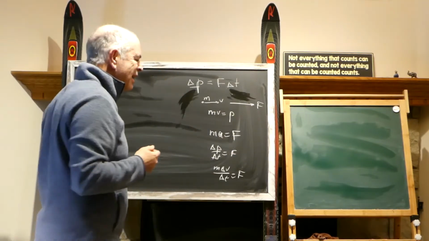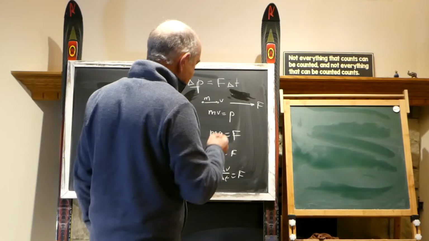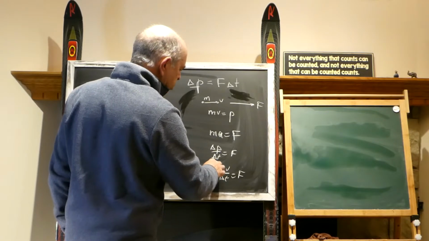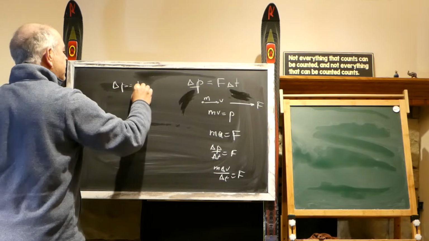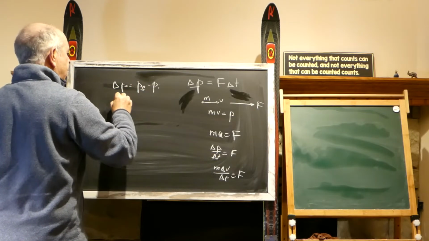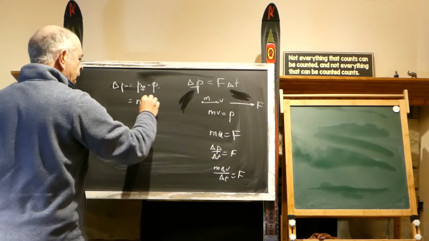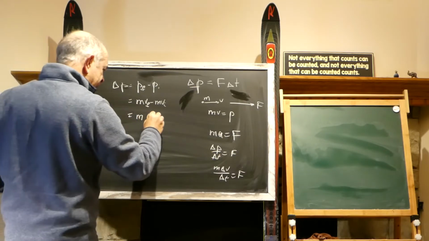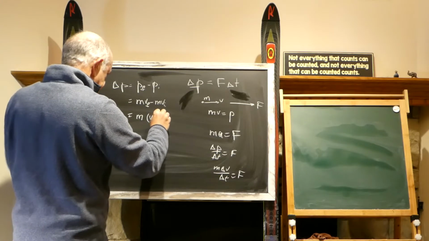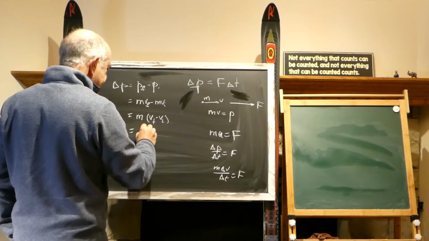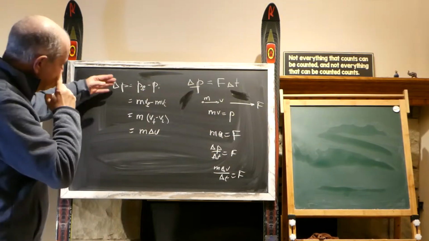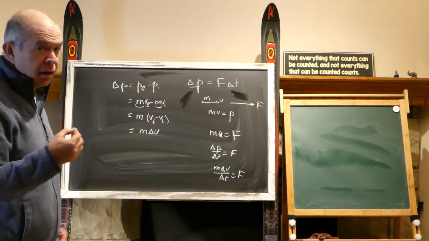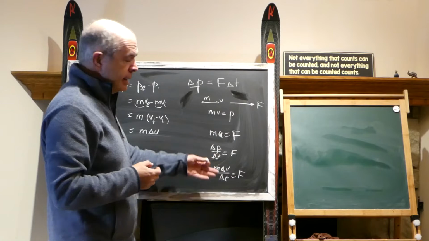We can say that it is exactly like this, but actually it's not entirely true, because when we write delta p, it means p final minus p initial, and this equals m v final minus m v initial, and this equals mass factored out, v final minus v initial, and this is m delta v. When we do this, we assume silently that mass is the same in the beginning and in the end, and then it's exactly the same as the second law of motion.